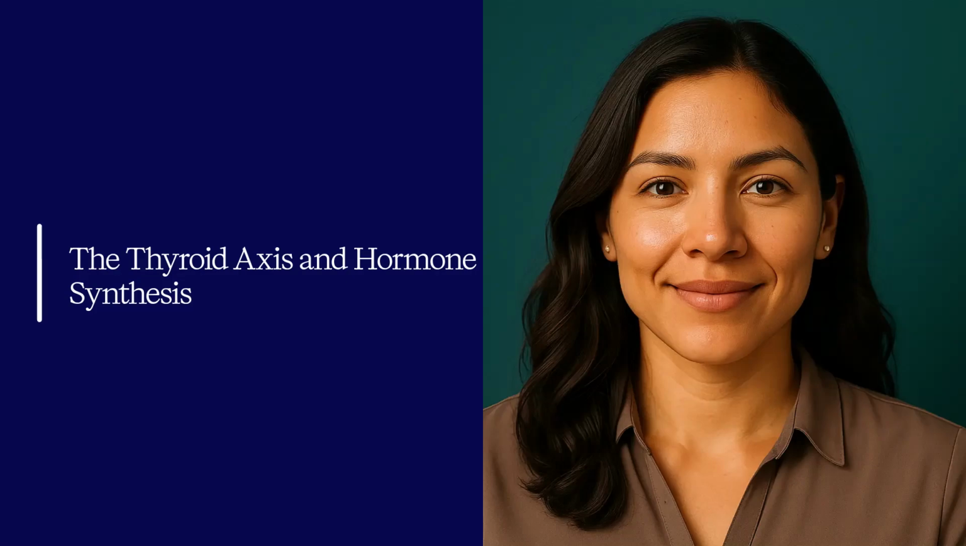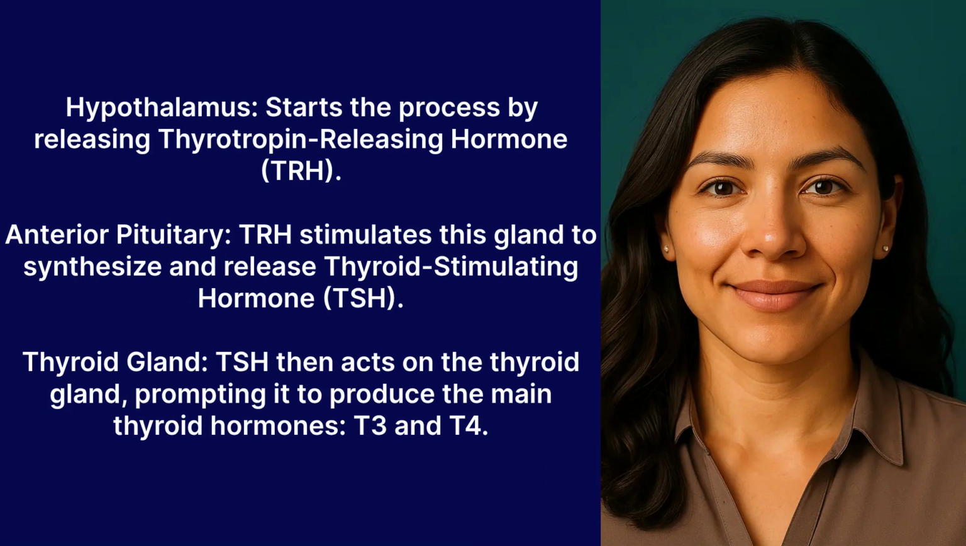To understand thyroid disease, we first have to grasp the hypothalamus-pituitary-thyroid axis. Think of it as a three-tier command center. Hypothalamus starts the process by releasing thyrotropin-releasing hormone. Anterior pituitary: TRH stimulates this gland to synthesize and release thyroid-stimulating hormone, TSH. Thyroid gland: TSH then acts on the thyroid gland, prompting it to produce the main thyroid hormones, T3 and T4.